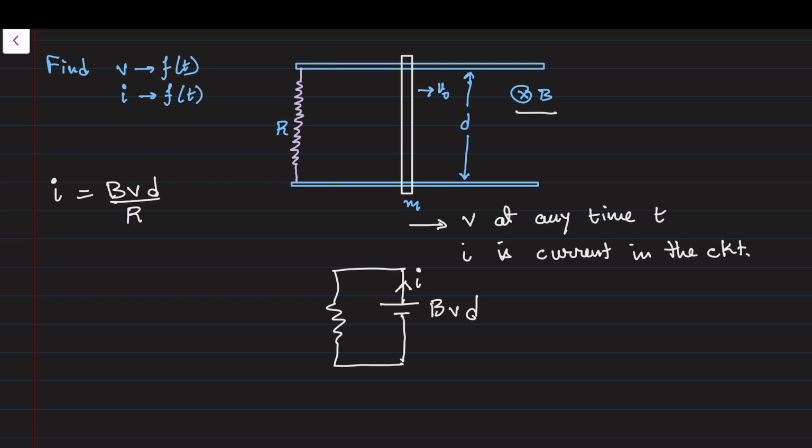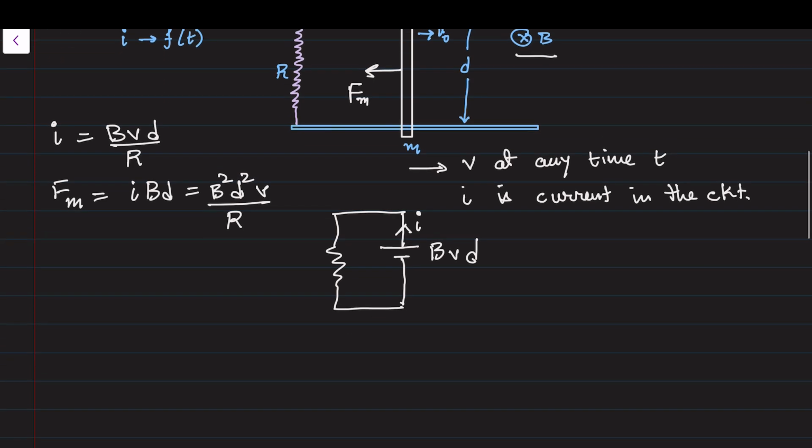Because of this current, a magnetic force is experienced by the moving rod. It will be Fm, and Fm will be equal to IBD, that is, B square D square V by R. Now, same concept like earlier.